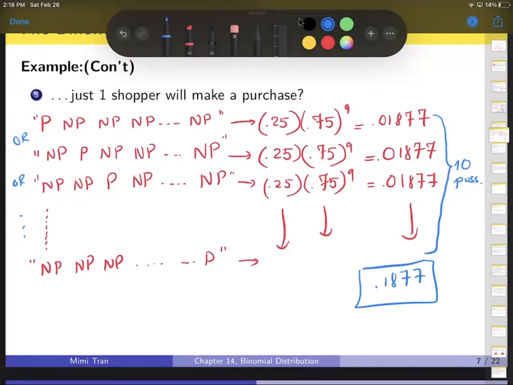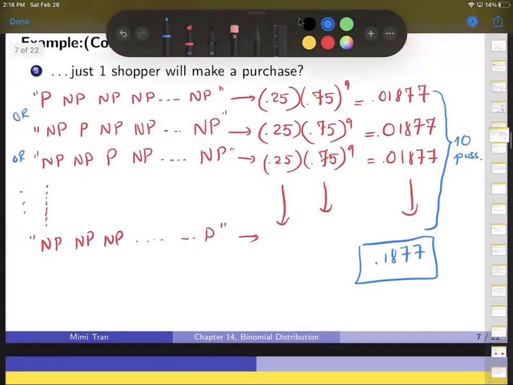Now, what if I want to know the probability that 2 shoppers will make a purchase? You're going to start the same process all over again. The first 2 make a purchase and the rest of the 8 don't, and you have different possible combinations. I don't want to do that again. What about 3 shoppers, 4 shoppers? How many possibilities can you have? That's a lot of counting.